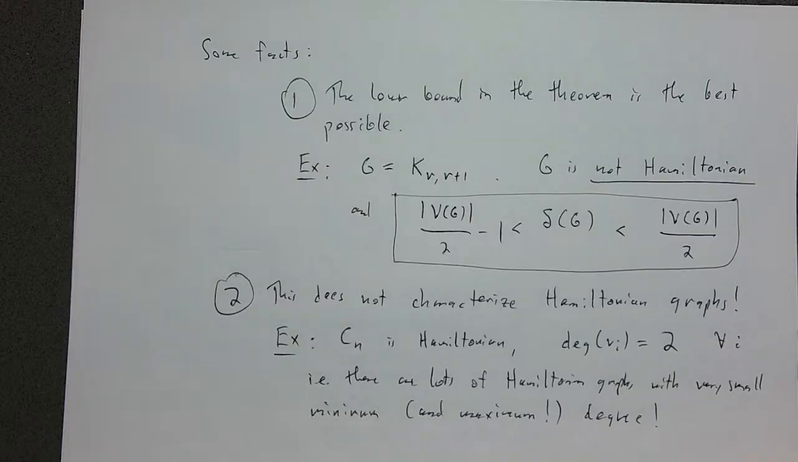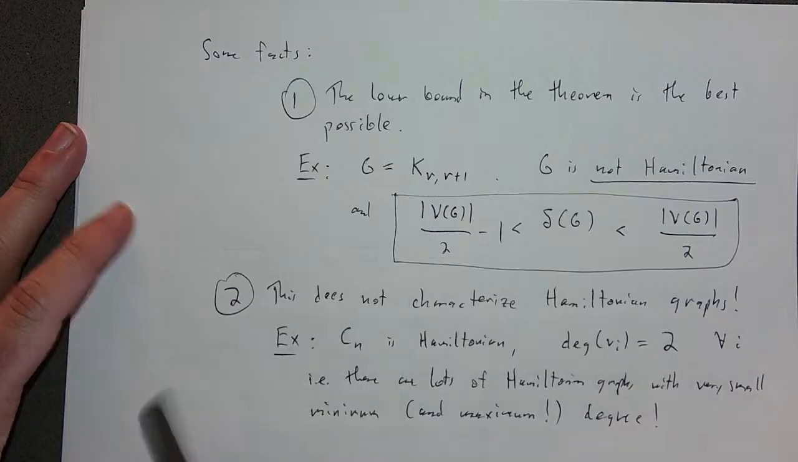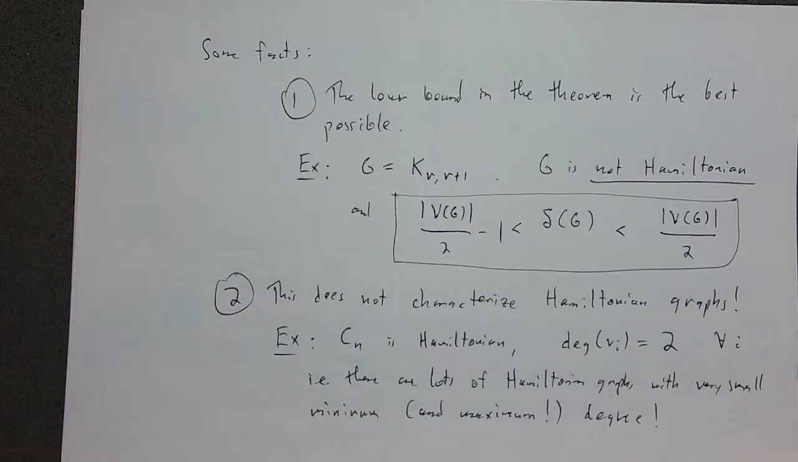So that's why this theorem is not super useful in the sense that you think you might be able to characterize. Ah, yes, I know exactly what the thing is now. Imagine a big cycle. All these degrees are just 2. It's Hamiltonian. But if you were looking at this theorem, you would need that its minimum degree is greater than or equal to n over 2, and n could be very huge. So it is not a complete characterization of Hamiltonian graphs, that is to say.